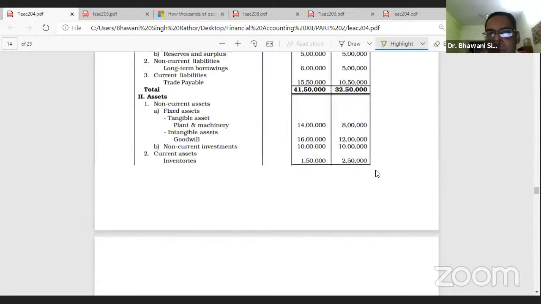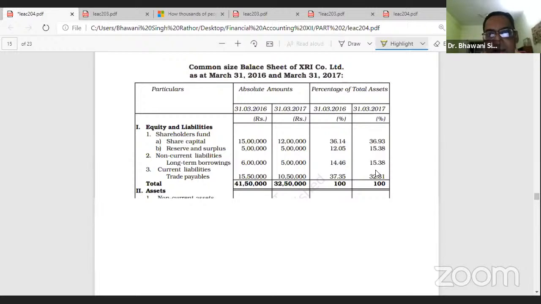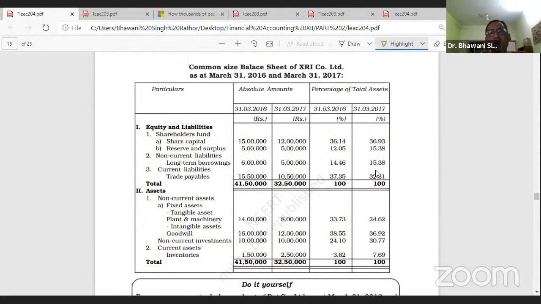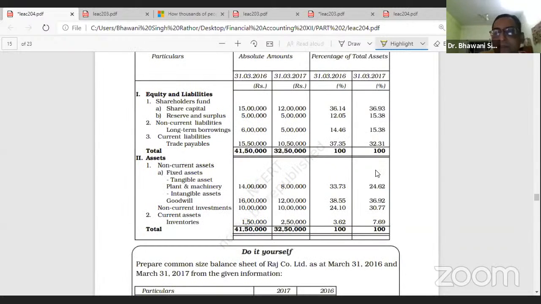Then lastly, you have the balance sheet, common size for balance sheet. And that is again, for two years, you have got the information. So you need to rewrite the information in this particular format: the absolute amounts for the current year and the previous year, and then find as a percentage. In the profit and loss statement, it was the percentage of net sales or revenue from operations. Here it is the percentage of total assets.